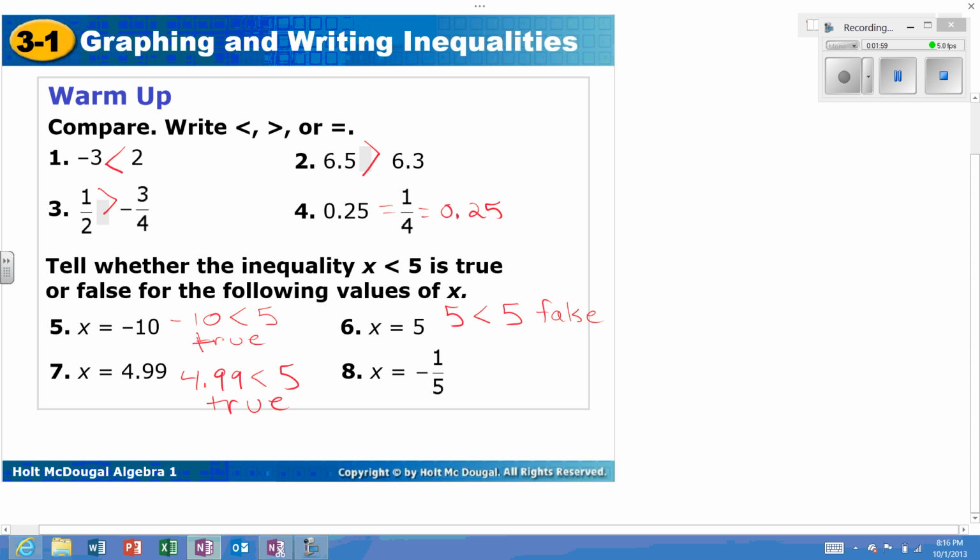Let me fix my T up here. Okay, for number 8, x equals -1/5. So let's plug -1/5 into our inequality. Make that less than, sorry about that. Is -1/5 less than 5? Well, we know that 1/5 is less than 5, but it's also a negative number, so it is true as well.